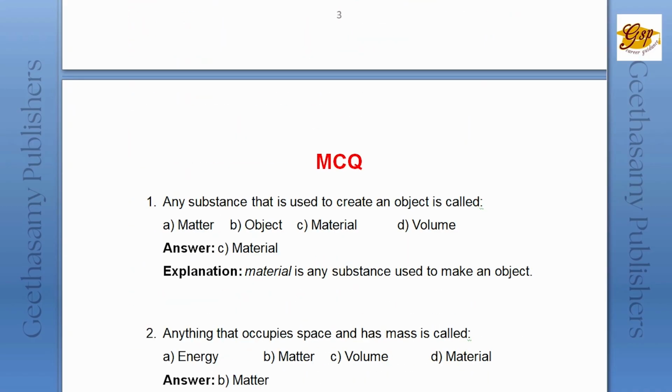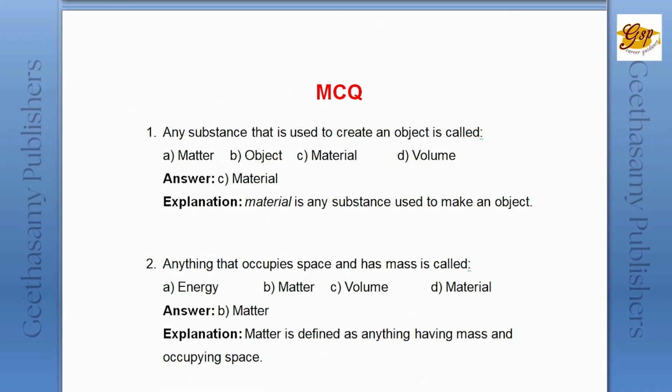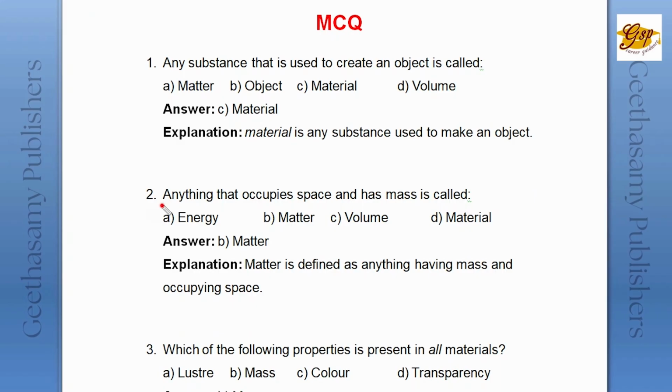So we'll go to the questions. Maybe around 80 questions are there in the chapter. We'll see them quickly. Most of them are simple. Any substance used to create an object is called matter, object, material, or volume? Answer is material. Explanation: any substance used to make an object is material. Anything that occupies space has volume, called energy, matter, volume, or material? Answer is matter. Explanation: matter is defined as anything having mass and occupying space.